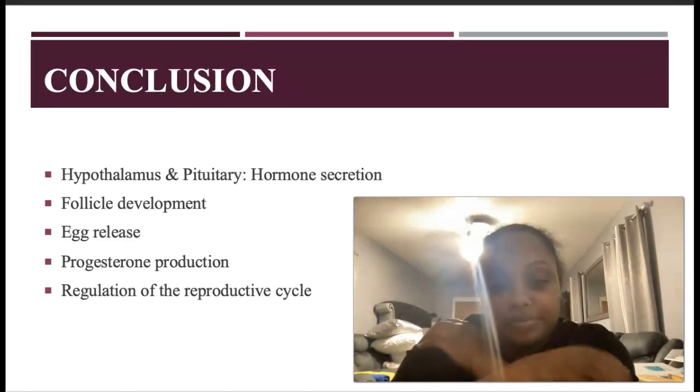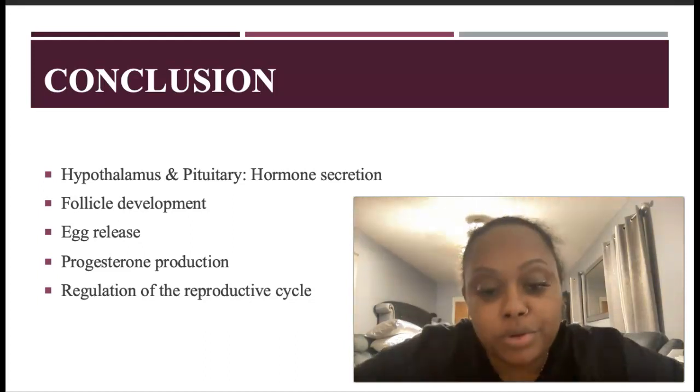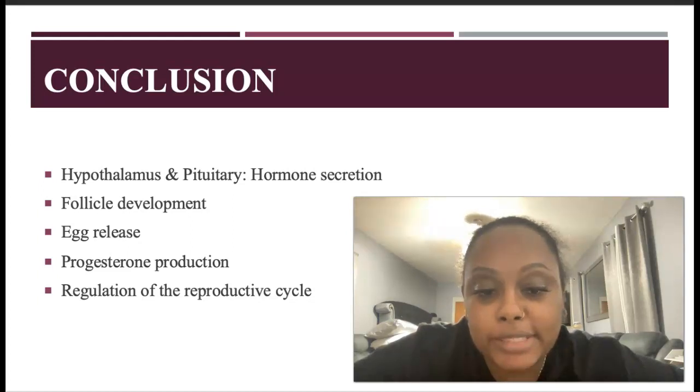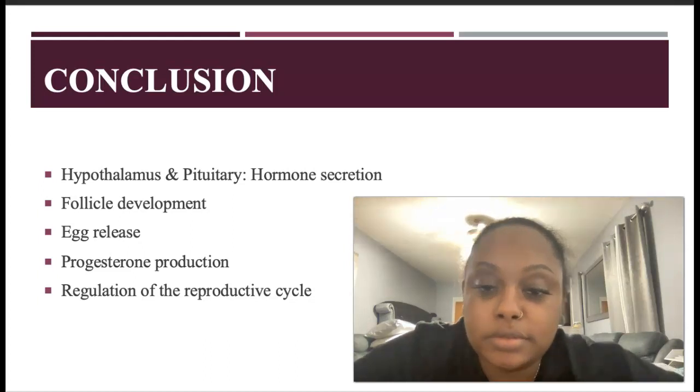So, in conclusion, feedback loops play an important role in regulating the non-gravid female reproductive system. The hypothalamus and pituitary gland secrete hormones that stimulate the development of follicles, the release of the egg cell, and the production of progesterone. This feedback loop helps to ensure that the reproductive cycle runs smoothly. If anything is lacking, the cycle does not work properly.